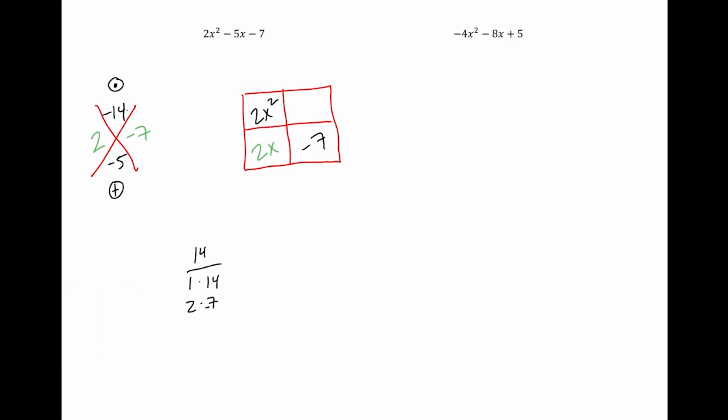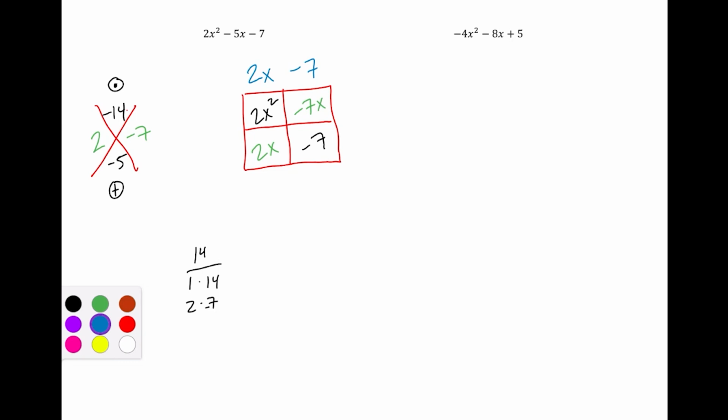So 2x, -7x. And now we'll go through and do the same thing we've been doing, finding those GCFs. GCF of that first column is 2x. GCF of the second column, -7. Again, when that linear term is negative, you want to pull out that negative.